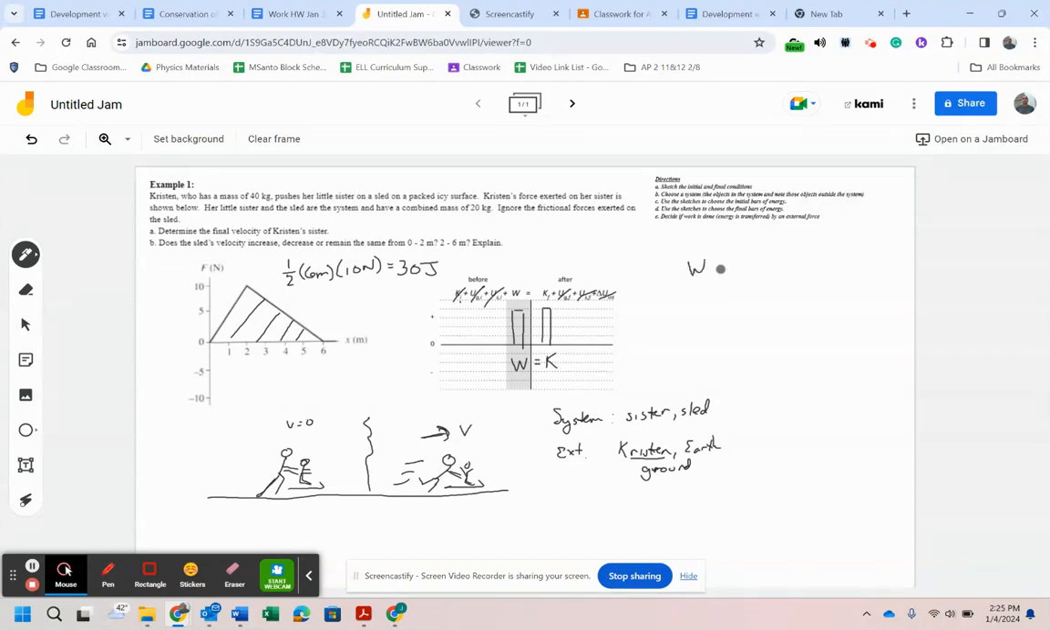So we're going to have work is equal to 1/2 mv squared. 30 joules is equal to 1/2 times 20 kilograms. You've got to be careful there, because it's the mass of her sister and the sled, times the velocity squared. Half times 20 is 10. Divide both sides by 10, we get 3. The square root of 3 is going to be 1.73 meters per second. And that is the speed of her sister and the sled.